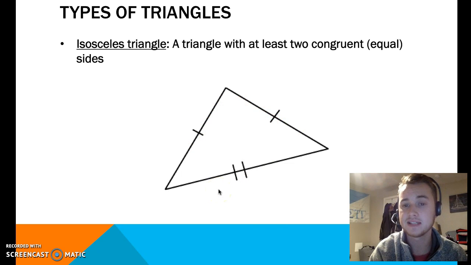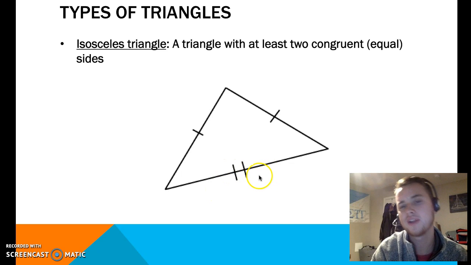Now, when a side is not congruent to another side, we're going to want to put these 2 lines so that we know that it's a different measure than the other 2 sides.